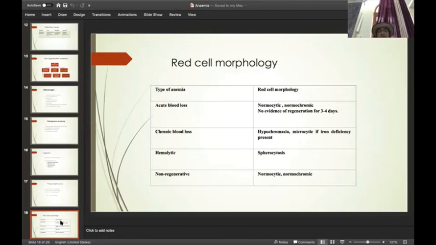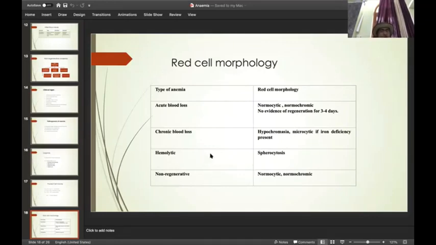So on the basis of morphology, the types of anemia are again divided, and this is also a very, very important slide. For example, in case of acute blood loss, you are getting normocytic, normochromic anemia, and there is no evidence of regeneration for 3 to 4 days initially. In case of chronic blood loss, there will be hypochromasia, microcytic, iron deficiency anemia. So microcytic hypochromic anemia is generally found in case of mineral deficiency, that is, iron deficiency.